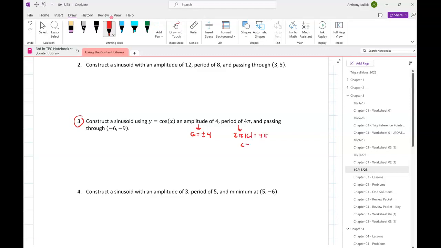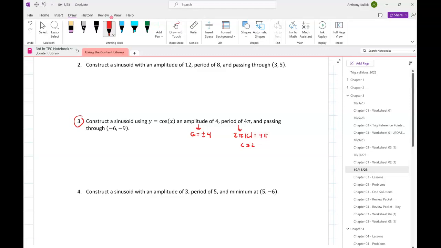So the C should be 2, right? If I divide both sides by 2 pi, 4 pi divided by 2 pi is just 2. And we always choose the C to be positive. And then we said we have to pass through the point -6, -9.